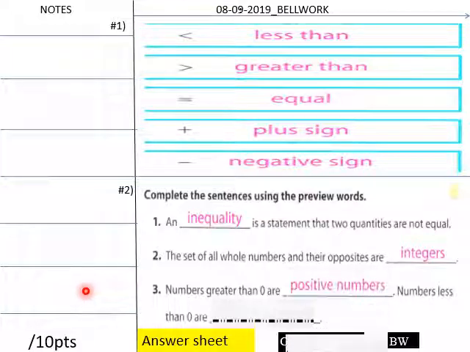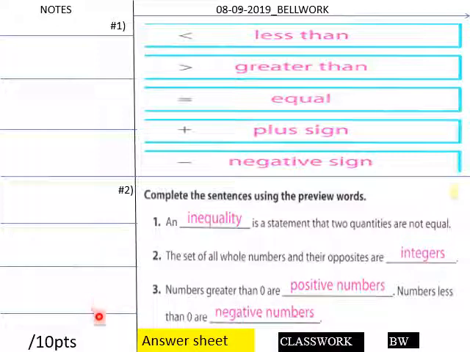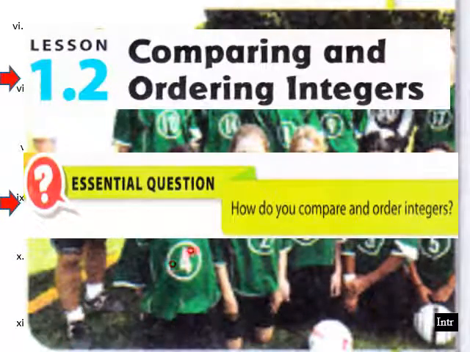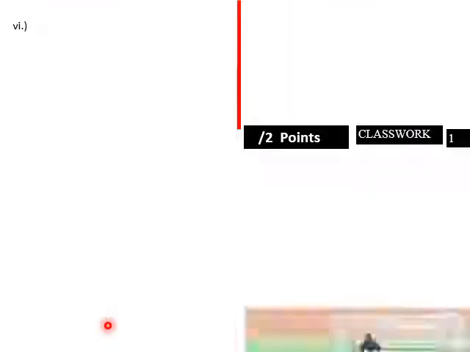Numbers greater than 0 are positive numbers. Numbers less than 0 are what, students? Negative numbers. So there's today's bell work. Check your answers. Into our lesson today, comparing and ordering integers. How do you compare and order integers? Good question.